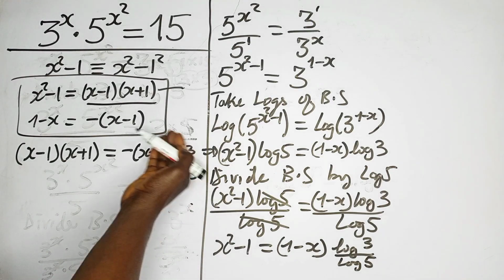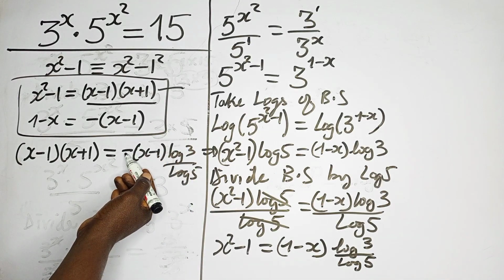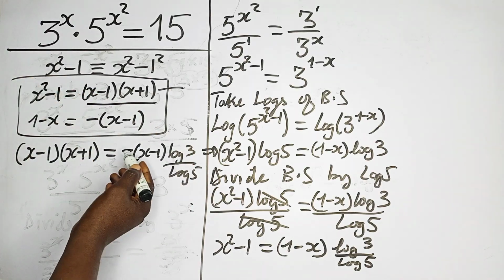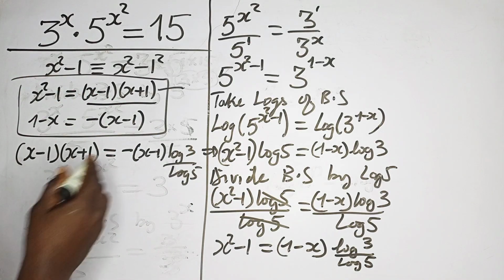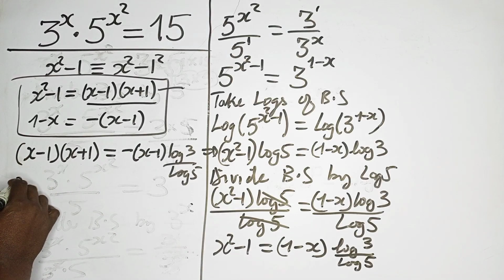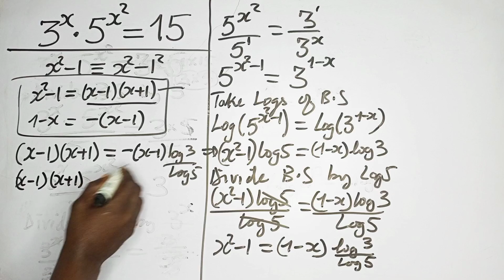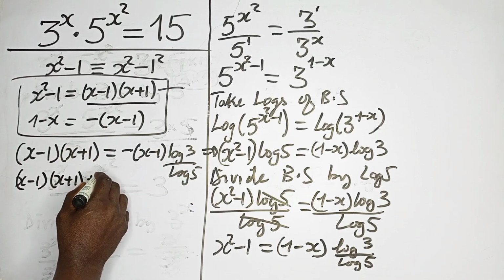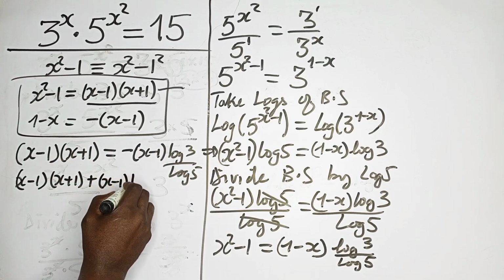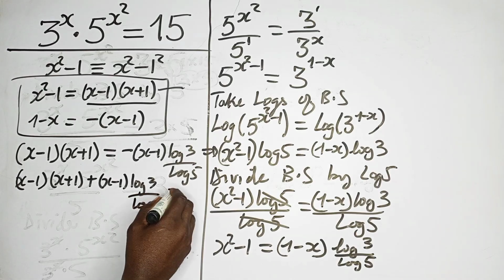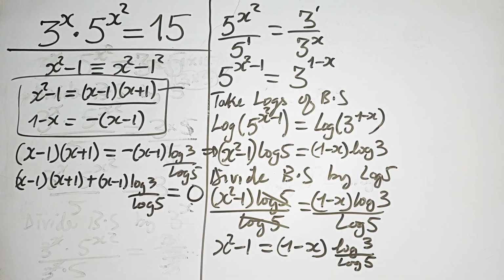Now, since we have this negative sign, let's carry all of it and take it from the right hand side to the left hand side. That way, we'll obtain a plus. This negative sign will become plus. So we'll have x minus 1 into x plus 1, plus x minus 1 log 3 all over log 5. Now the right hand side is 0. This is our new equation that we get.